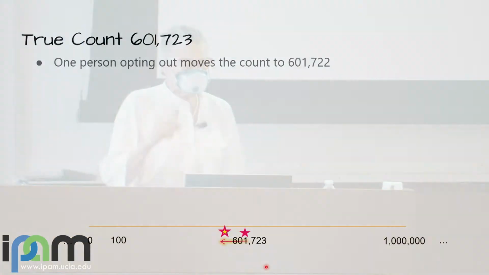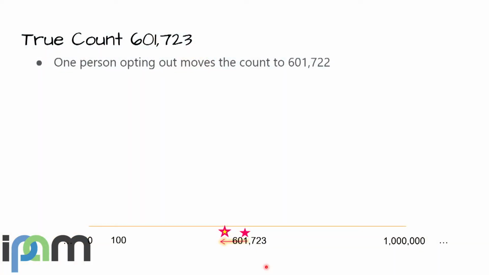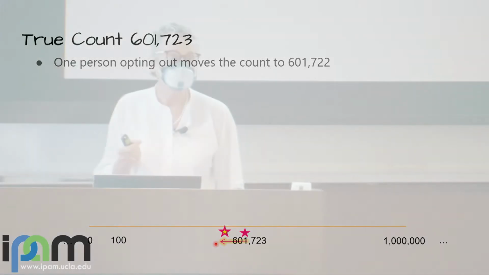Notice that if one person opted out of the data set, instead of being at 601,723, the population would be at 601,722. So that's shown here. And of course if we added one person, we'd have one more on the other side. So intuitively, what's going on when we add the noise is we're trying to hide the difference between 601,723 and 601,722. That's what it's going to mean to say you would have gotten essentially the same answers, or the same probability distribution on answers, if somebody had opted out or refrained from joining the data set.